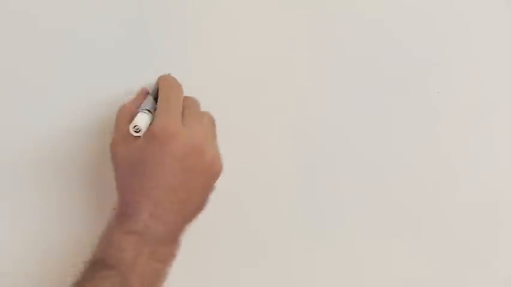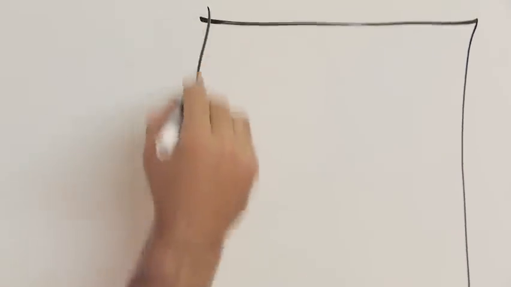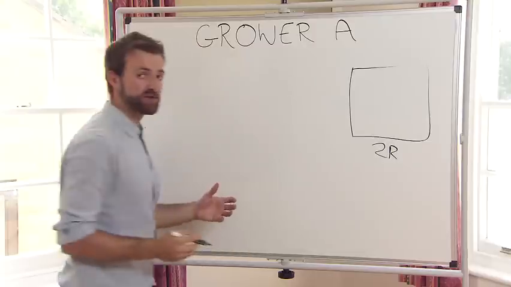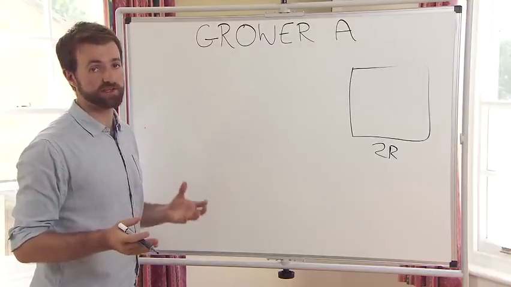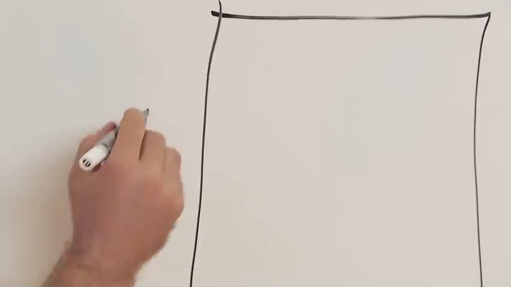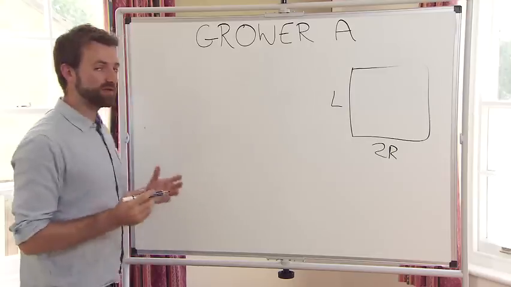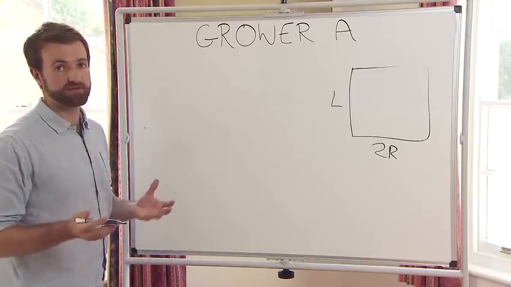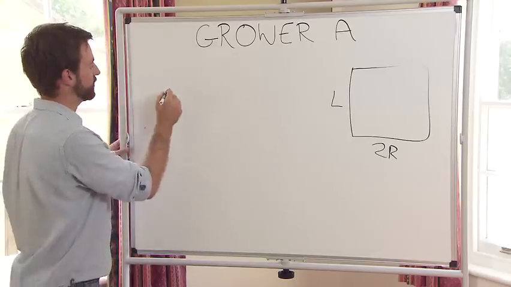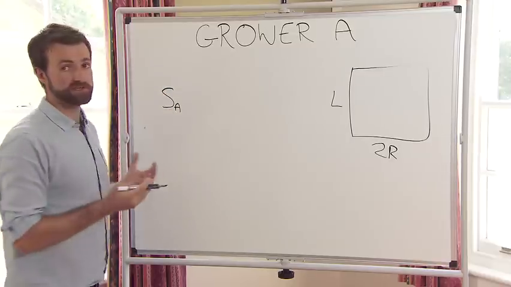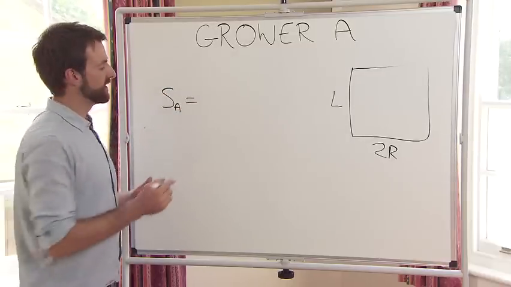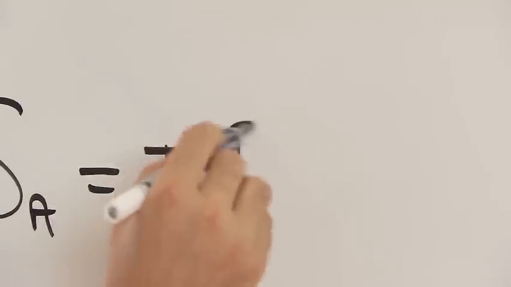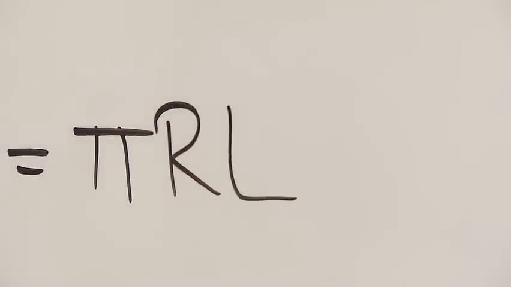Okay, so let's call the width of the field 2R. Now that's going to be the diameter of the half cylinder of polytunnel that grower A is going to need to make. Now let's call the length of the field L. Now if we work out how much plastic grower A is going to need, let's call that SA, where the A stands for grower A. If we use the formula for the surface area of a cylinder, then that's just going to be pi times R times L.